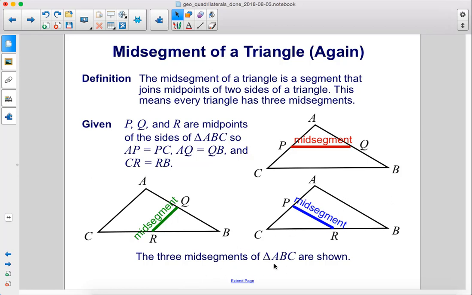The three midsegments of triangle ABC are shown. So we have one connecting these two midpoints, one connecting these two midpoints, and one connecting these two midpoints.